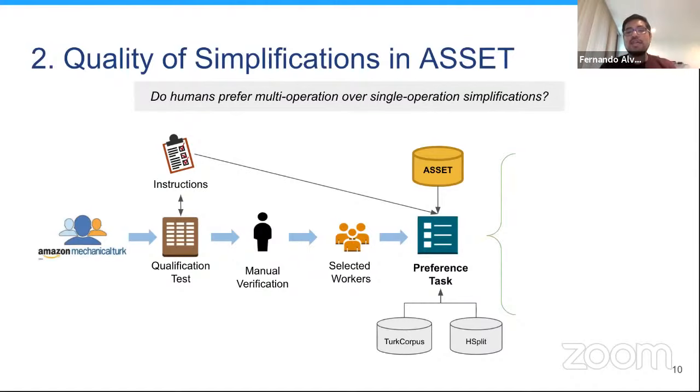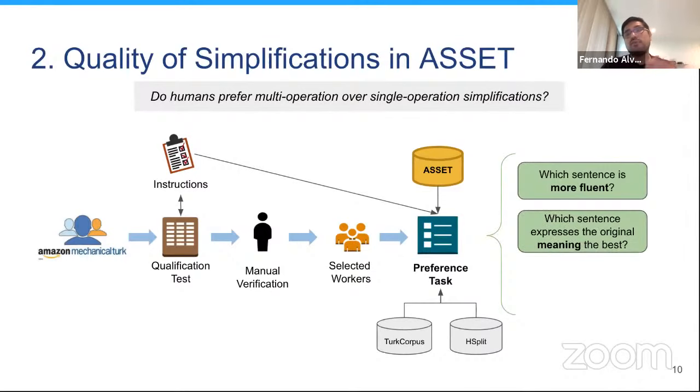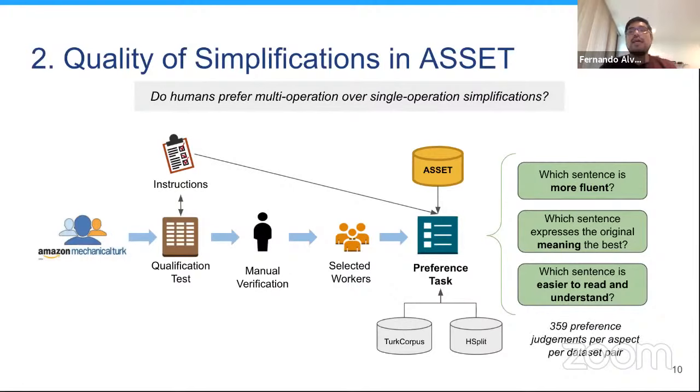And we just asked them to say, okay, which one of the two is better, or if they are of similar quality. The criteria we were measuring quality-wise: which sentence is more fluent, fluency, meaning preservation, and simplicity, of course. We did that for all the test set in ASSET, so 359 sentences for each aspect and for each data set. So all 359 sentences of ASSET versus TurkCorpus and ASSET versus HSplit.